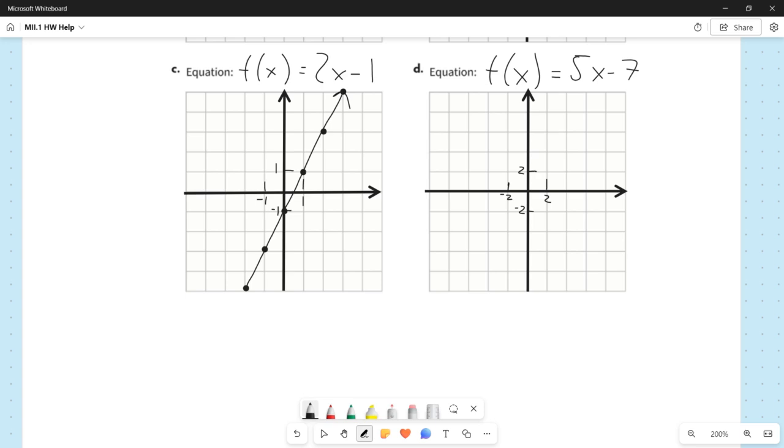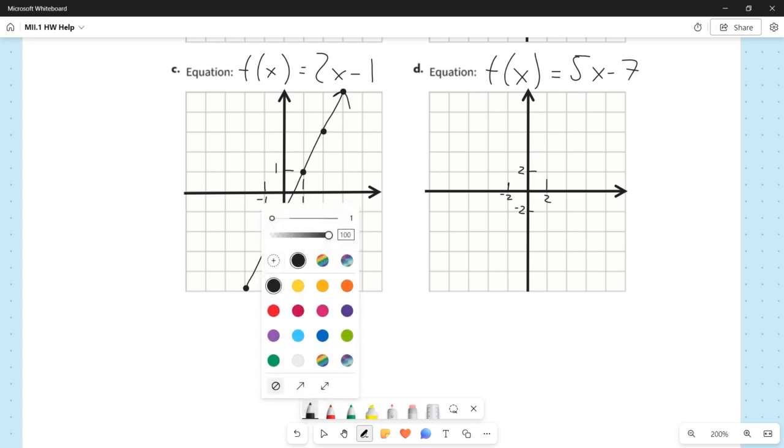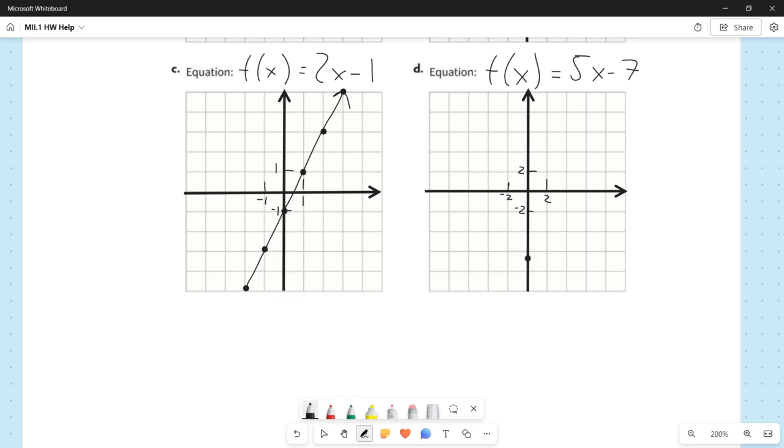Our y-intercept is -7. So -2, -4, -6, -7 is right there-ish. Let me do that again. Right, 2, 4, oh wait, 2, 4, 6, it's right there. There we go. All right.